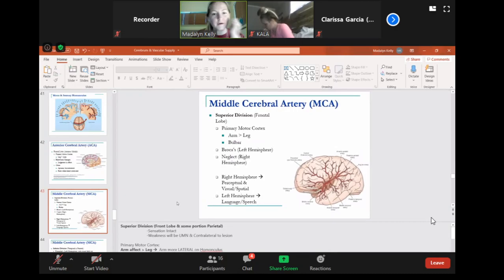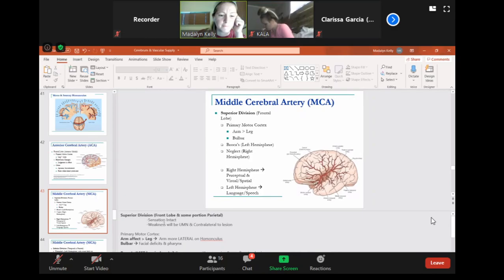Middle cerebral artery, the superior division, the frontal lobe. It's going for primary motor. The arm is going to be more affected than the leg. Why? Because the arm is more lateral on the homunculus. Sensation will still be intact. Weakness will be upper motor neuron, contralateral to the lesion.